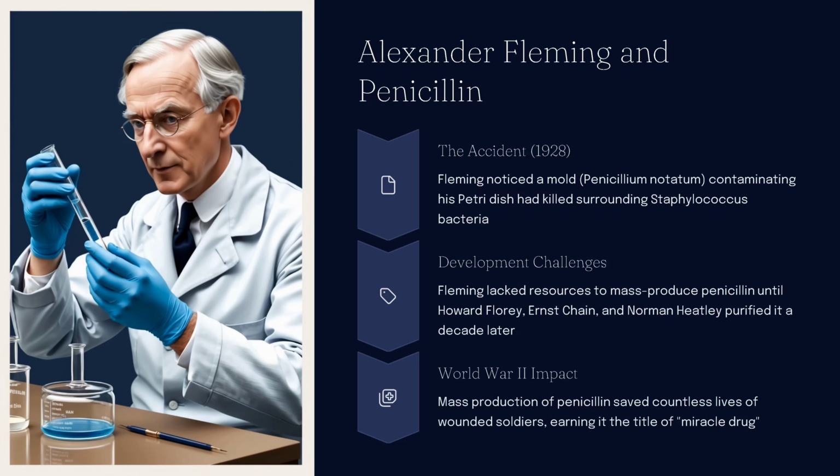There were many challenges in the development. While Fleming recognized the potential of penicillin, he lacked the resources and technique to mass produce it. The breakthrough came a decade later when a team of scientists, including Howard Florey, Ernest Boris Chain and Norman Heatley, successfully purified penicillin and demonstrated its efficacy in treating infection. During World War II, mass production of penicillin saved countless lives, particularly among wounded soldiers. It was hailed as a miracle drug and spurred a wave of research into other antibiotics.